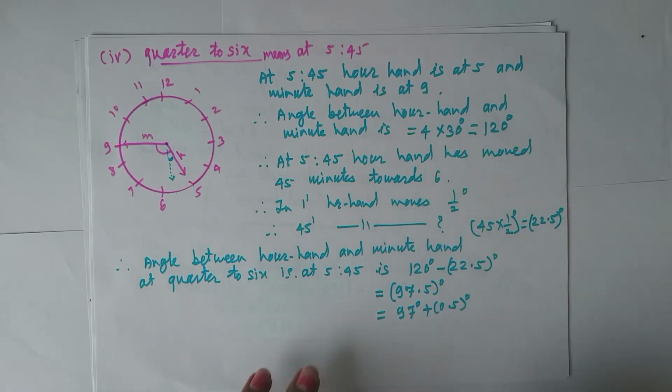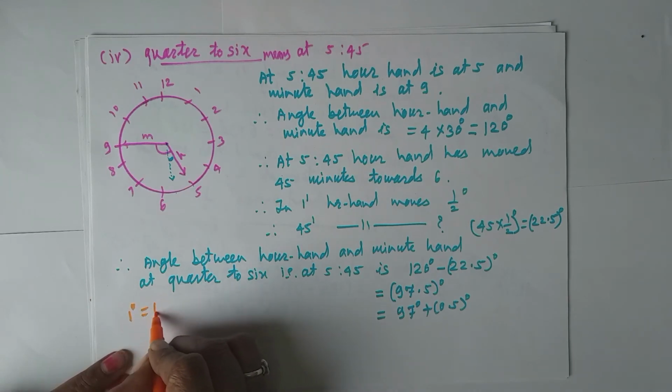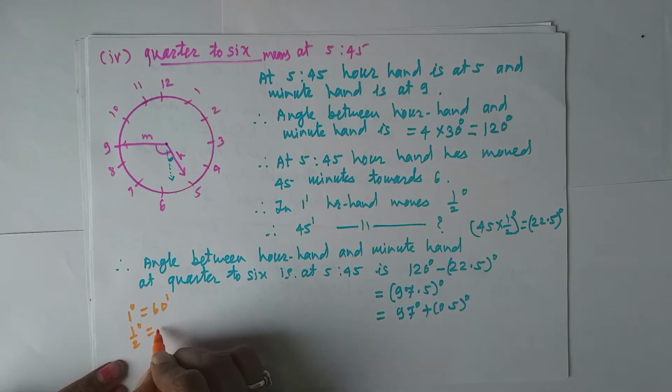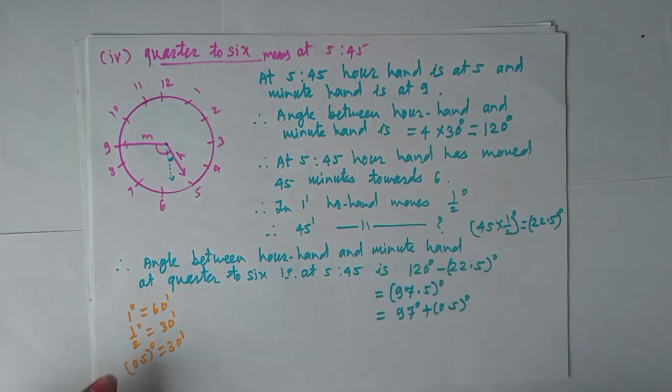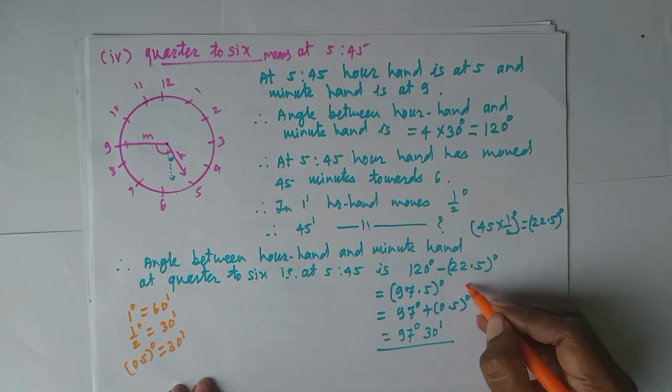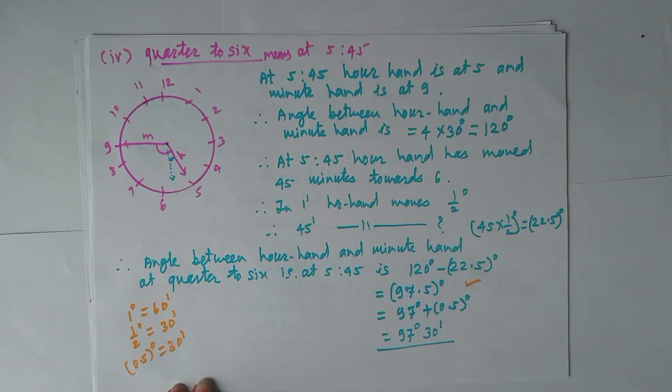And 0.5 degree means how many minutes? See here. Again, 1 degree means 60 minutes and half degree means 30 minutes. Okay. Half degree means 0.5 degree. This is equal to 30 minutes. Therefore, you write down answer 97 degree 30 minutes. You keep either answer as it is, 97.5 degree, or if you have to convert this into minutes, then it is 97 degree 30 minutes.